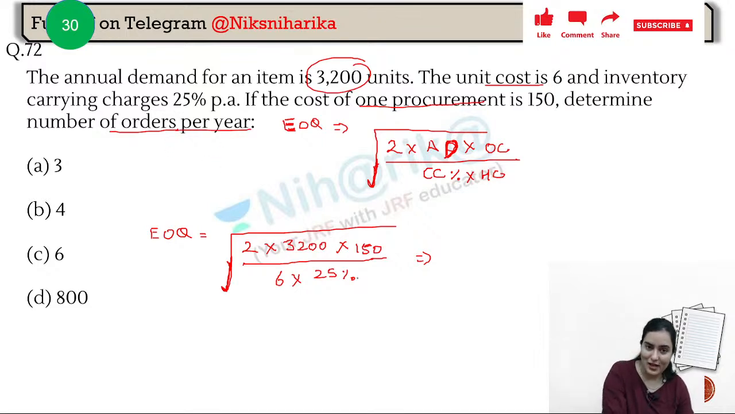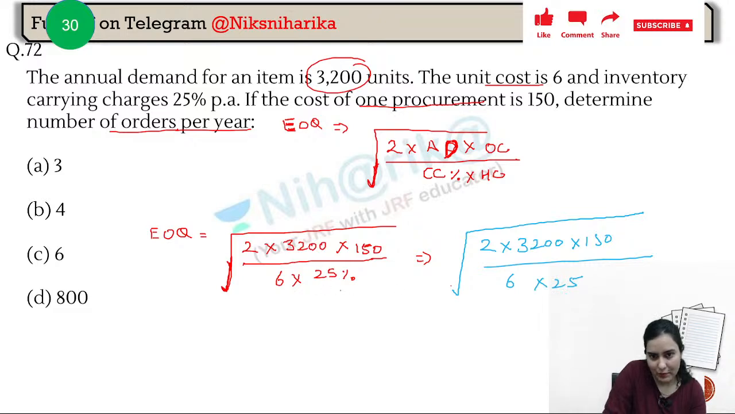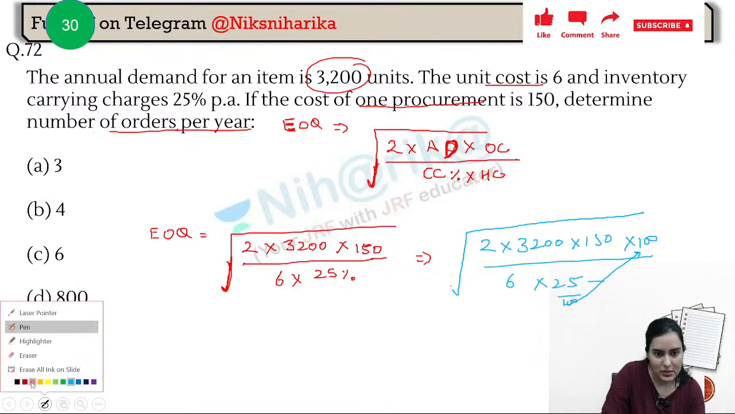Number of orders are asked. Let's try to find it out. See, I'm just solving for you. Please write it down. Root of 2 into 3200 into 150 divided by 6 into 25, and then divide by 100. Instead of dividing by 100, I'm directly taking that 100 above. Now I'm just slashing it down.